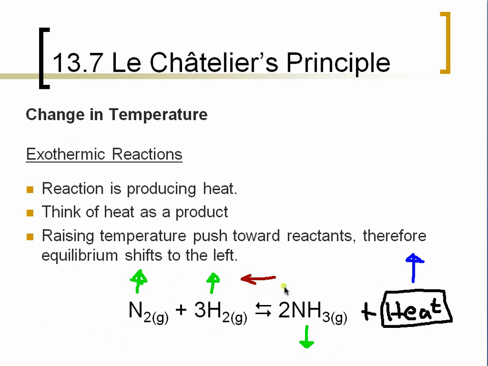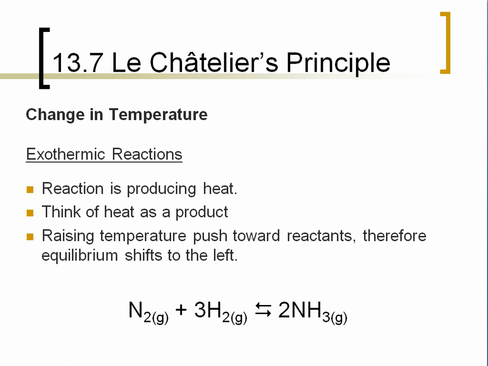So once you figure out where to put the word heat, because it's exothermic, it's the same as we did for concentrations. The opposite is true if we are lowering the temperature of the system. Then my equilibrium will shift to the right to compensate. Since it's shifting to the right, my NH3 will increase, my H2 will decrease, and my N2 will also decrease. So whenever there's an exothermic reaction, consider putting heat on the right and treat it like a concentration.